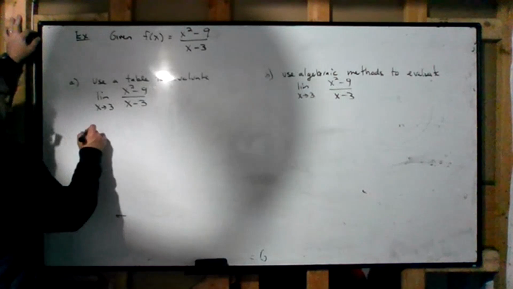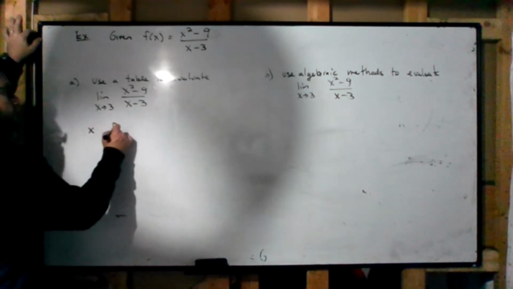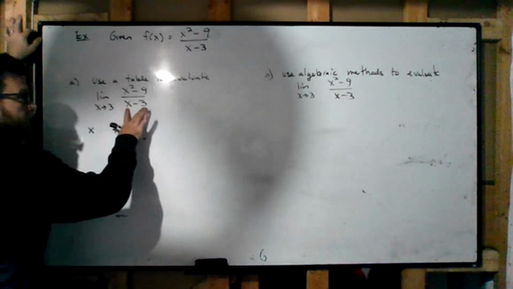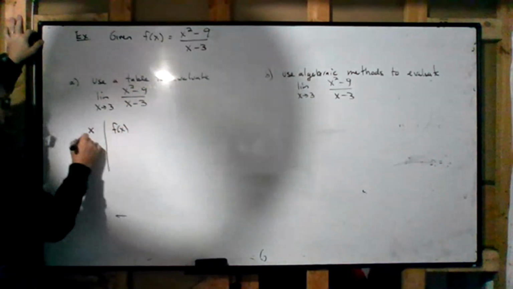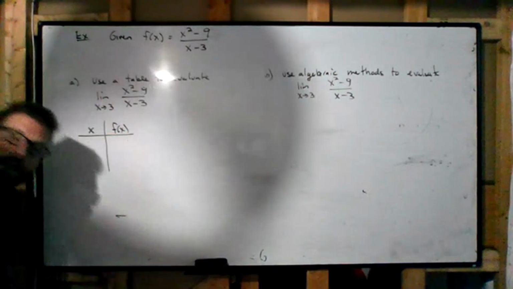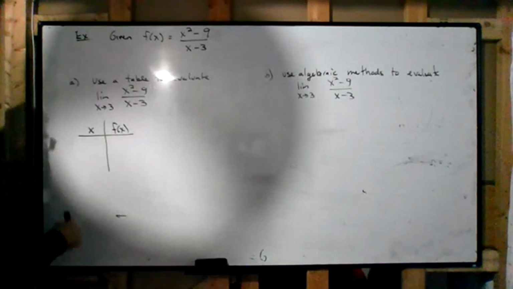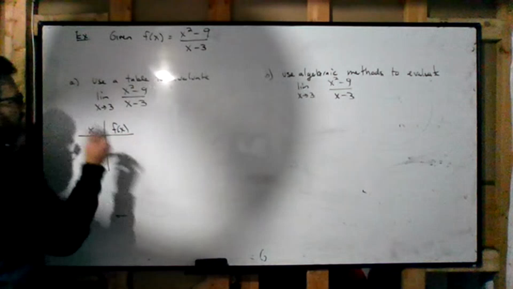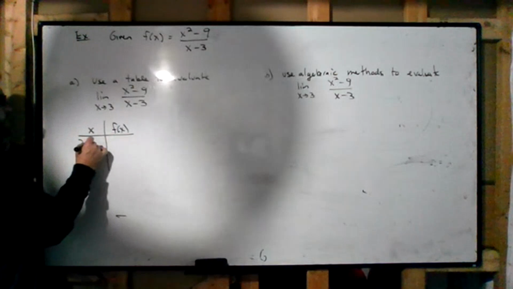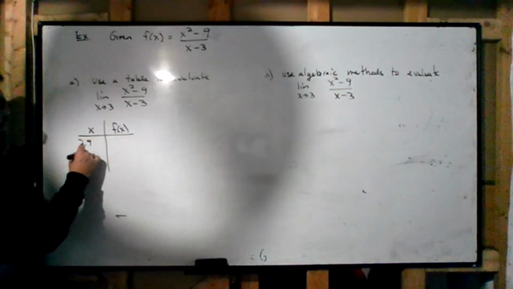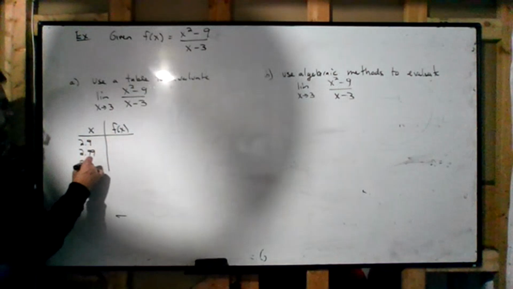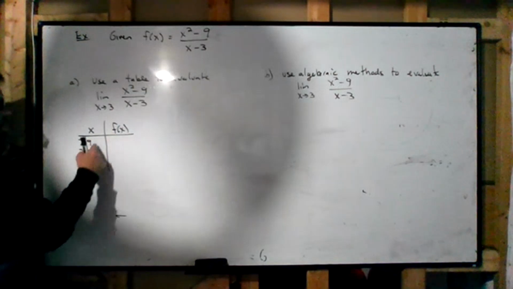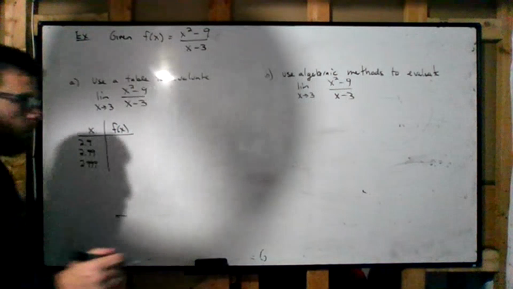Okay, so using a table, we're going to have x values, and then we're going to have f of x values. Remember that this thing right here is f of x. It's your y values. And I'm going to pick numbers that are kind of close to 3. Let's start below it. So if I go like 2.9, that's pretty close to 3. Or I can get even closer, 2.99. Or even closer, 2.999. I can see that I'm approaching 3 relatively quickly.